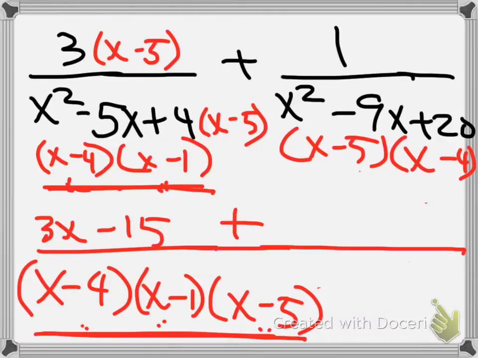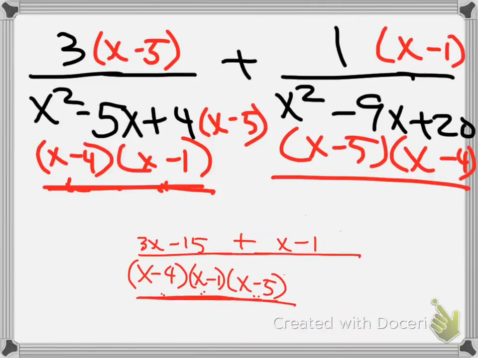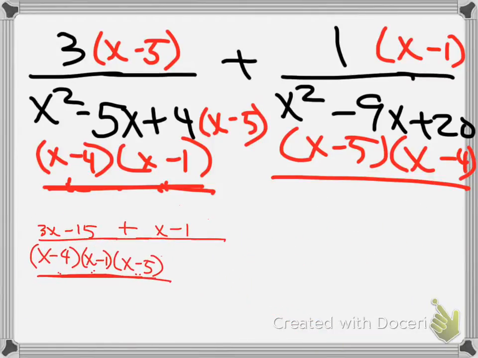Over here, I have 2 of these, and I have 3 down here. What's missing? The x minus 1. So I'll have the x minus 1 here, and it'll be x minus 1 still. We're going to have to move this over a little so we can fit it all. Are there any like terms in this numerator? You can do 4x minus 16, and then put your bottom.